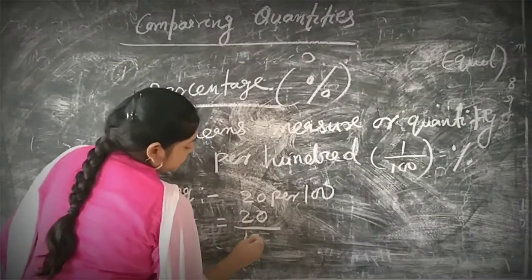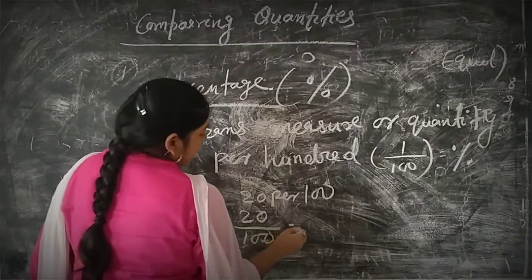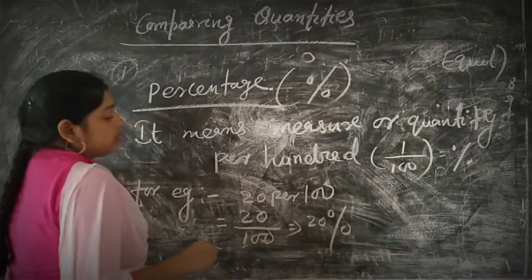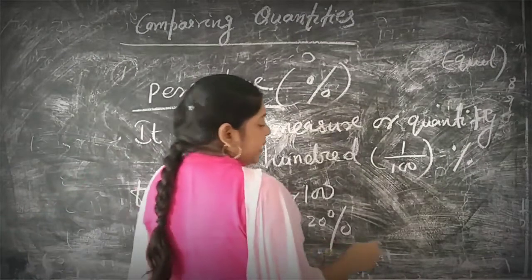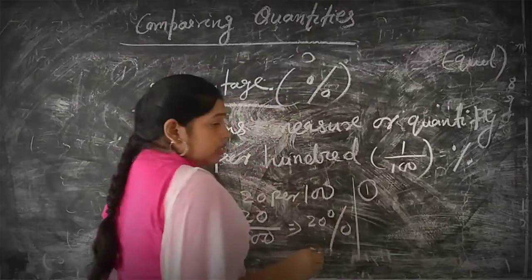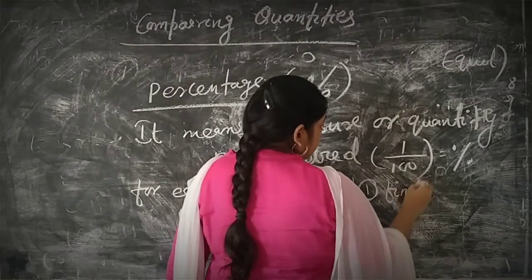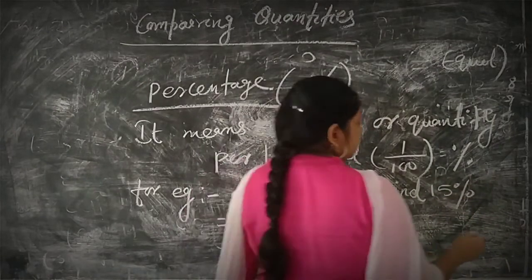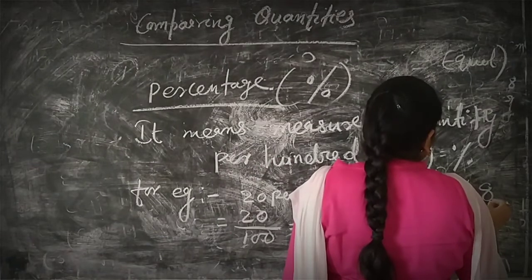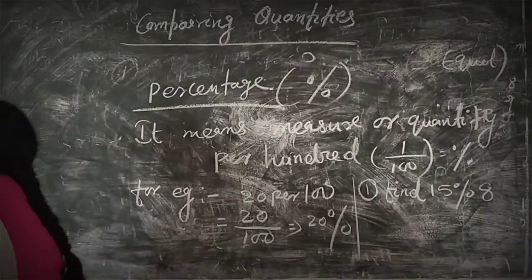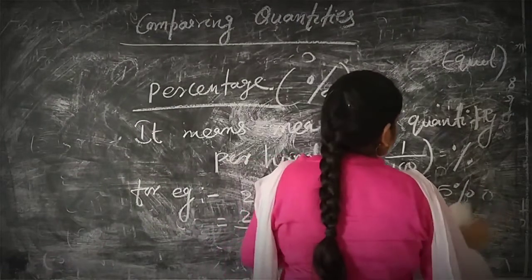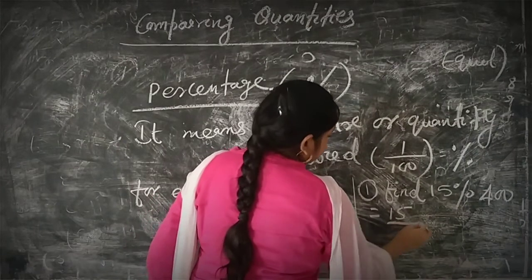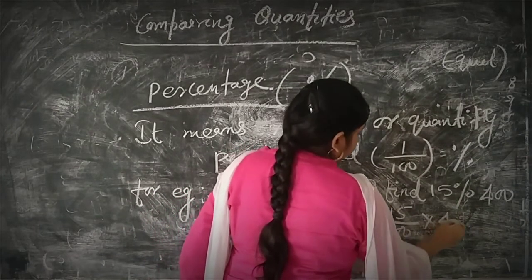20 by 100, also known by the symbol 20%. Let me explain another example. Find 15% of 400. So now we write 15 by 100 into 400.